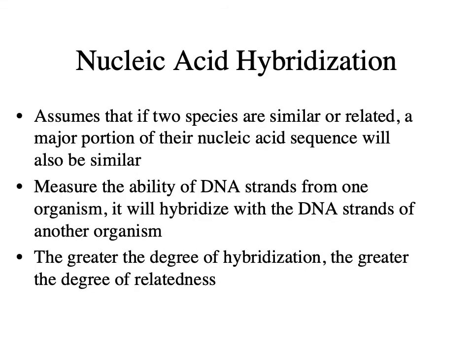Another way to look to see if organisms or species are similar or related, we can do nucleic acid hybridization. So if they are related, you could imagine that if you separated the DNA strands from the two species and put them together, that they would fit together. It will hybridize the DNA strands. So the greater the degree of hybridization, the greater the degree of relatedness. And the next slide really shows this very clearly. So let's look at that.